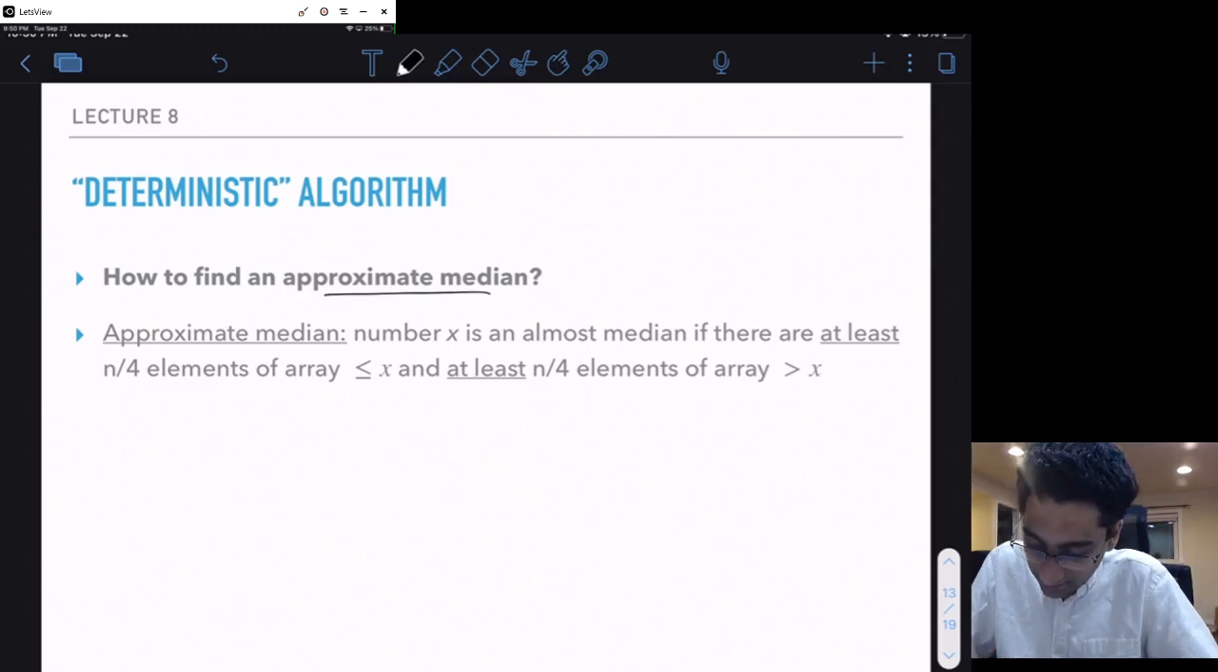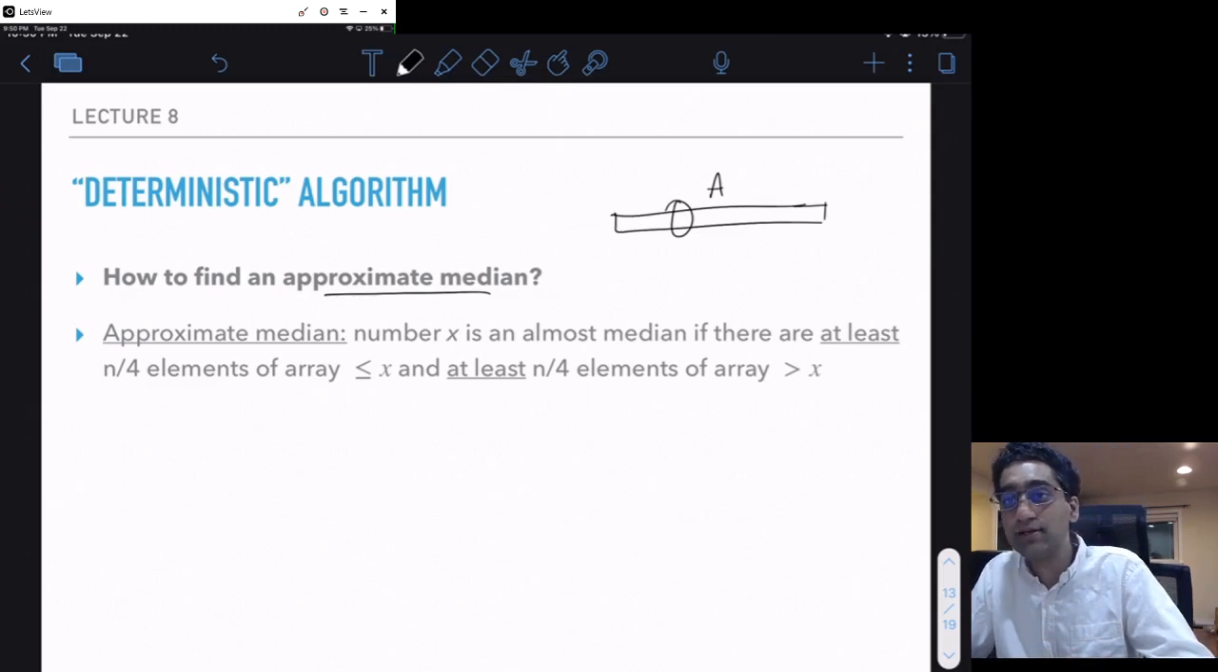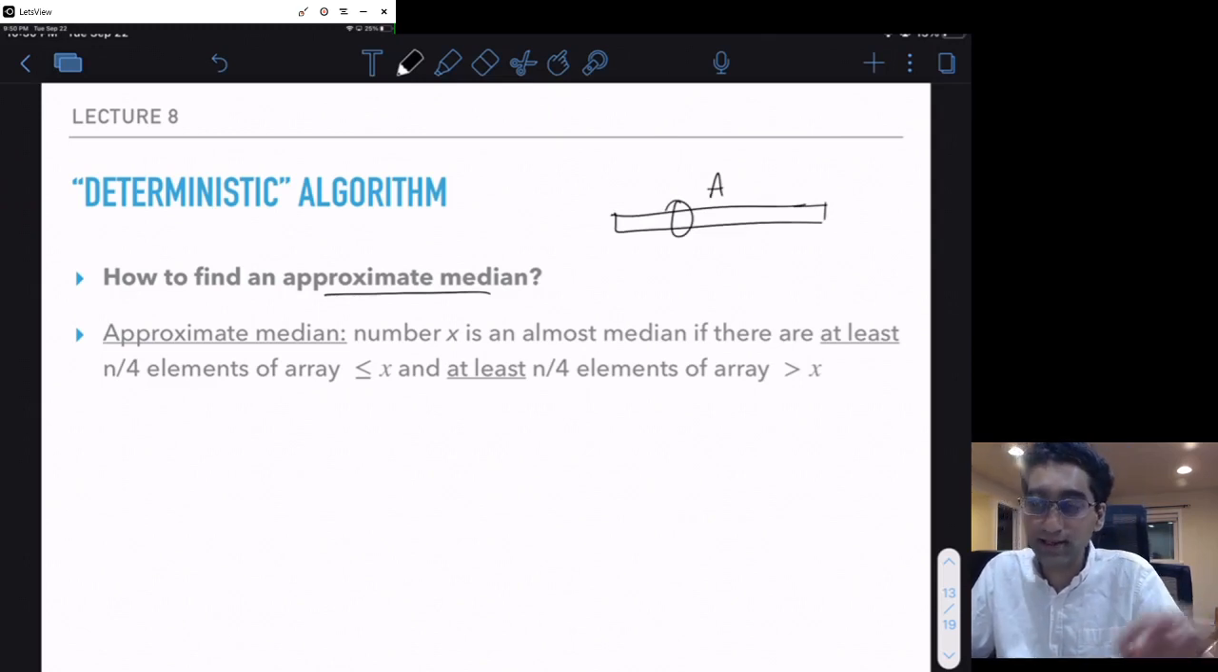Okay, so recall the definition of an approximate median. You're given some unsorted array A. You want to find an x, which is one of the elements of the array, such that at least n by 4 elements are less than or equal to x, and at least n by 4 elements of the array are more than x. Okay, so that's what we mean by an approximate median.